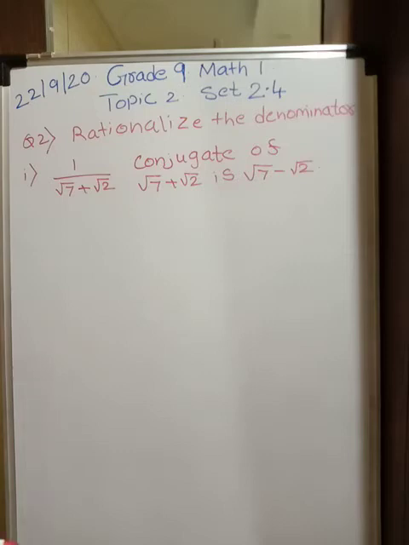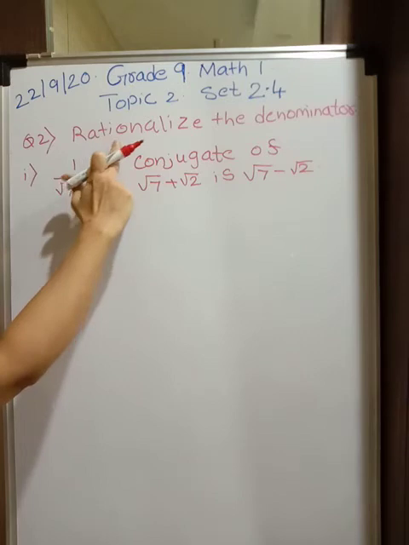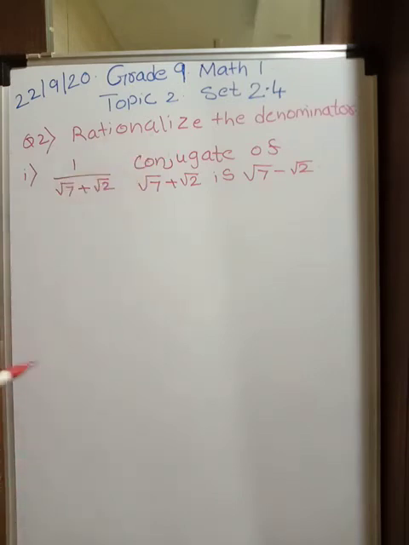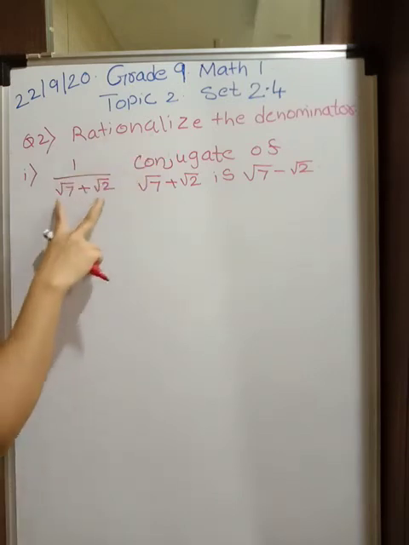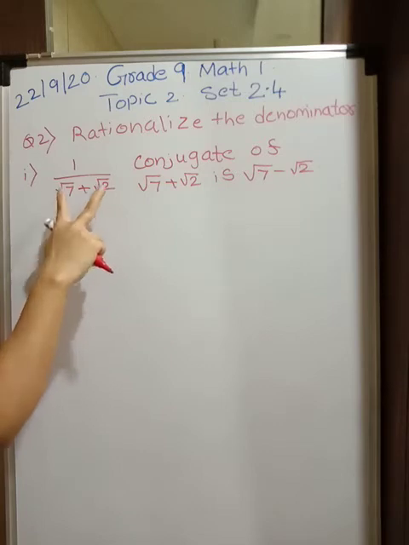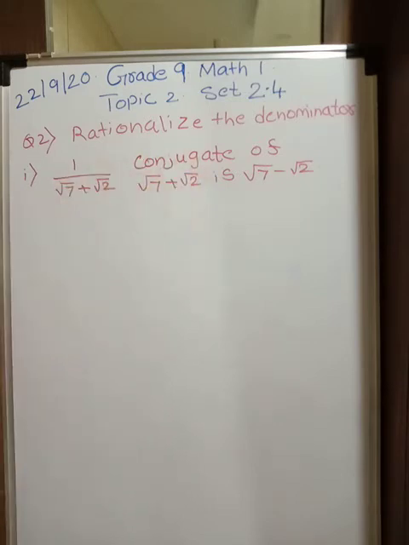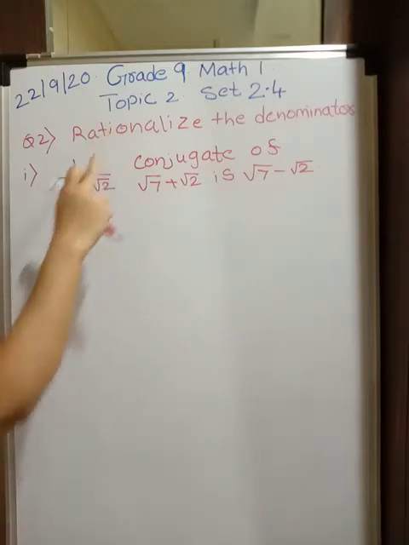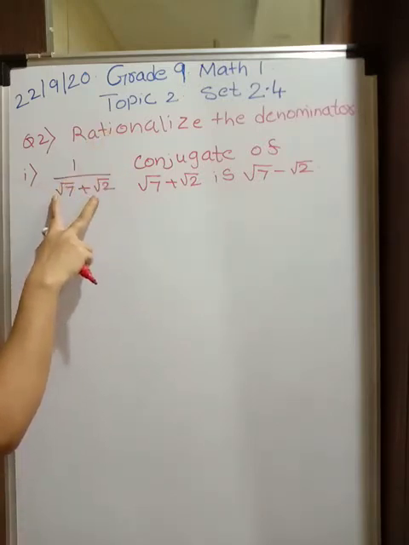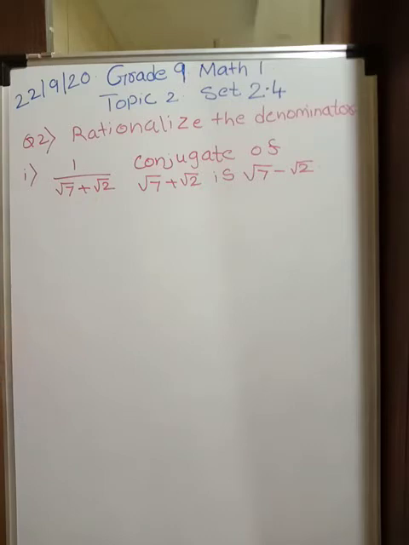Grade 9. Let's go for question 2 from set 2.4 where it says rationalize the denominators. Now remember our earlier video. Can you see this is a binomial surd? And we need to multiply it with its conjugate pair so as to convert it into rational, and we are going to rationalize the denominator. So if a binomial surd is there, you have to multiply with its conjugate pair.